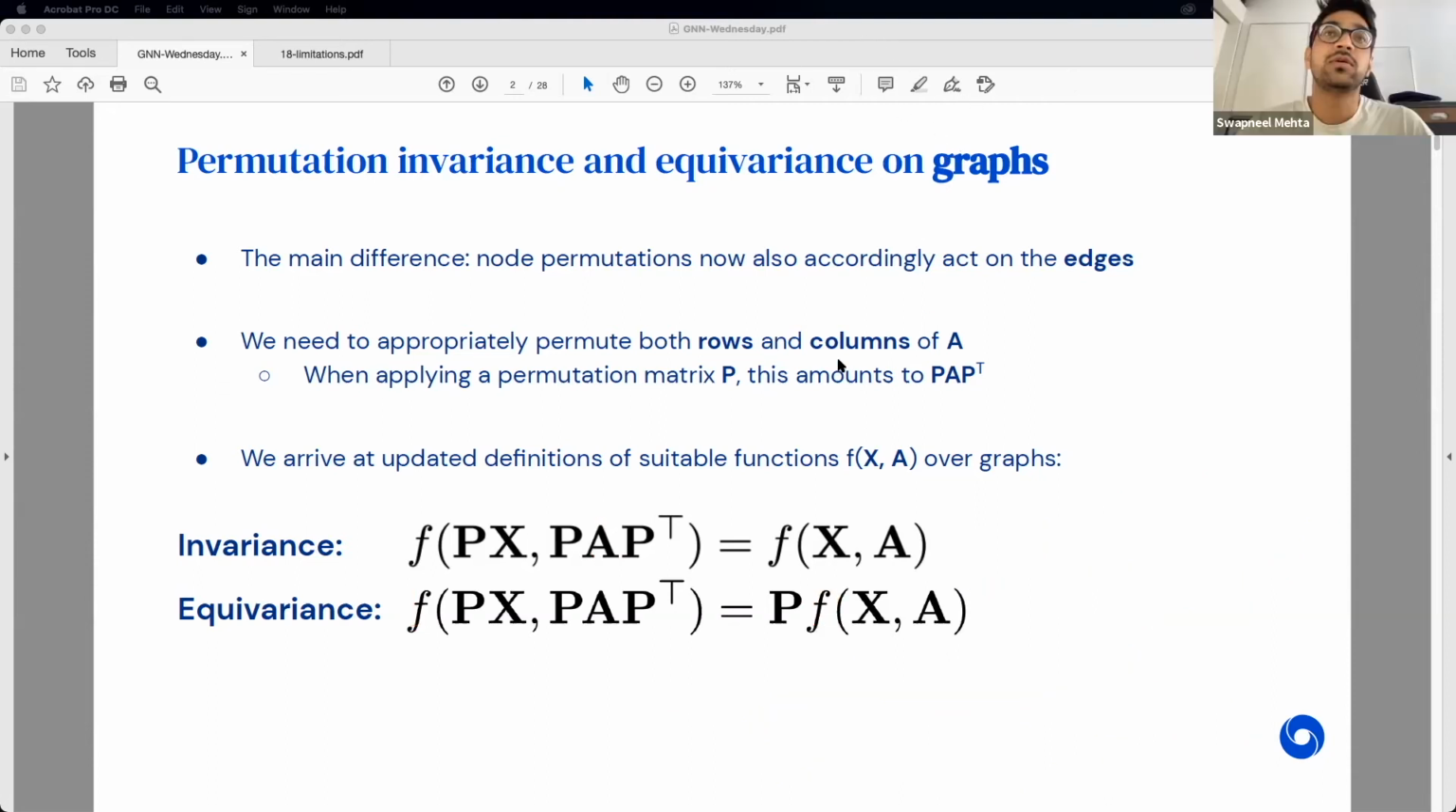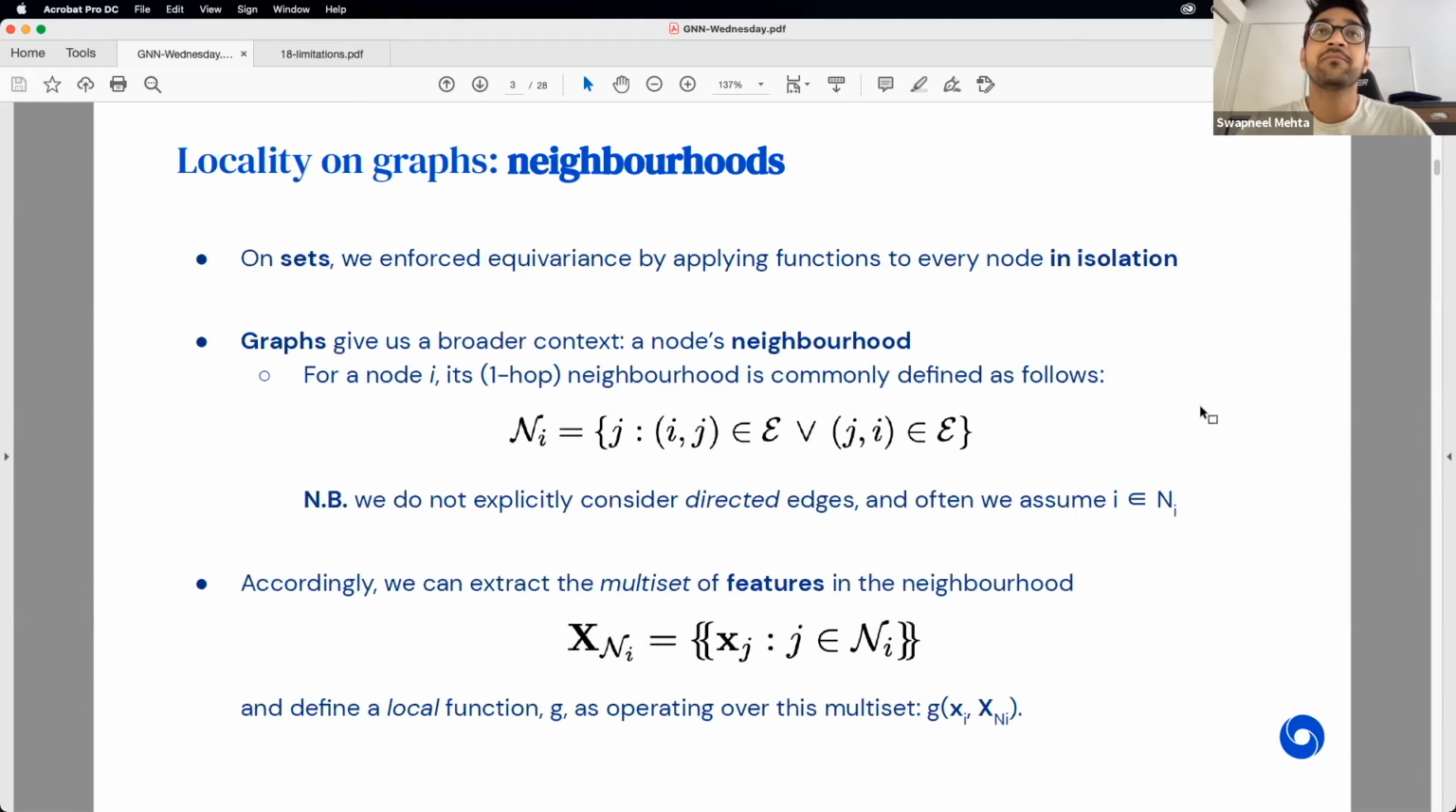Okay, cool. So we have defined this invariance and equivariance on the graph. Thank you very much for asking me to clarify. That was very nice. We care about this local function operating on the node features as well as its neighborhood features.